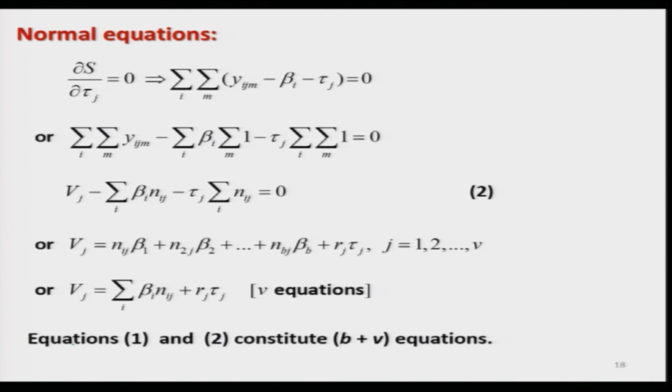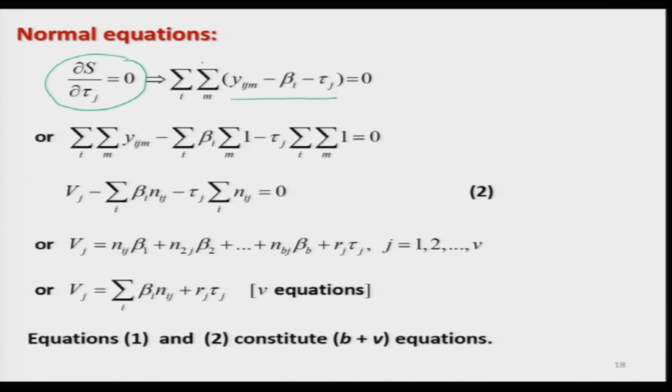And similarly, after this we differentiate S with respect to tau j and put it equal to 0, and then we get the equation: the double summation of YIJM minus beta I minus tau j. Now, we have to do the same exercise that we have done earlier.